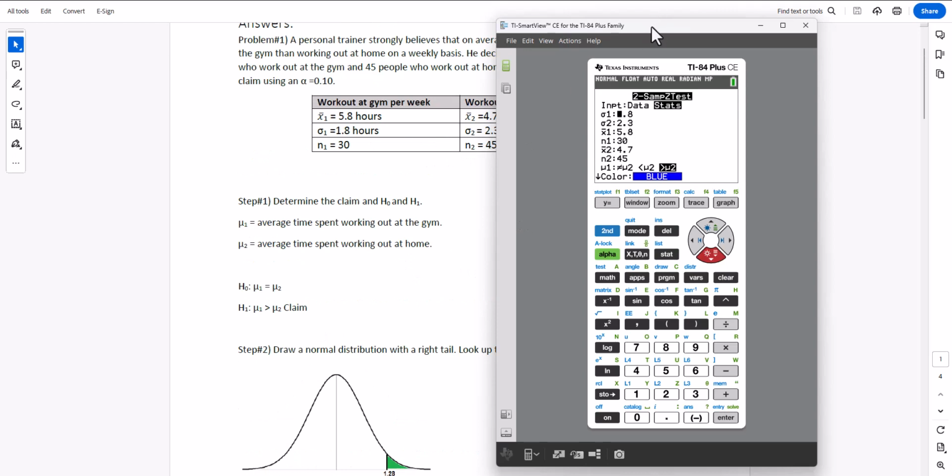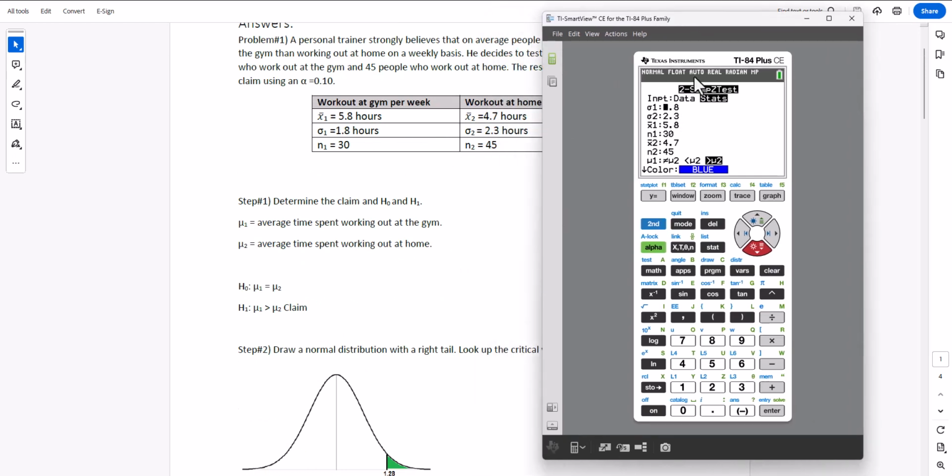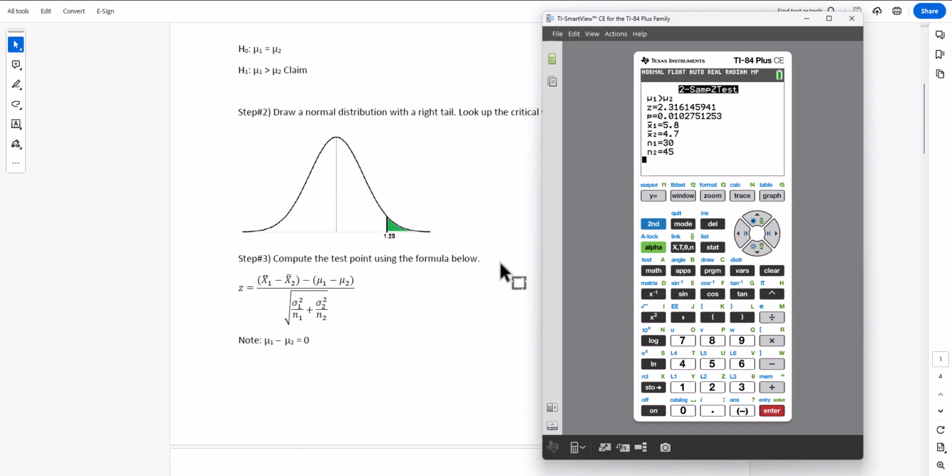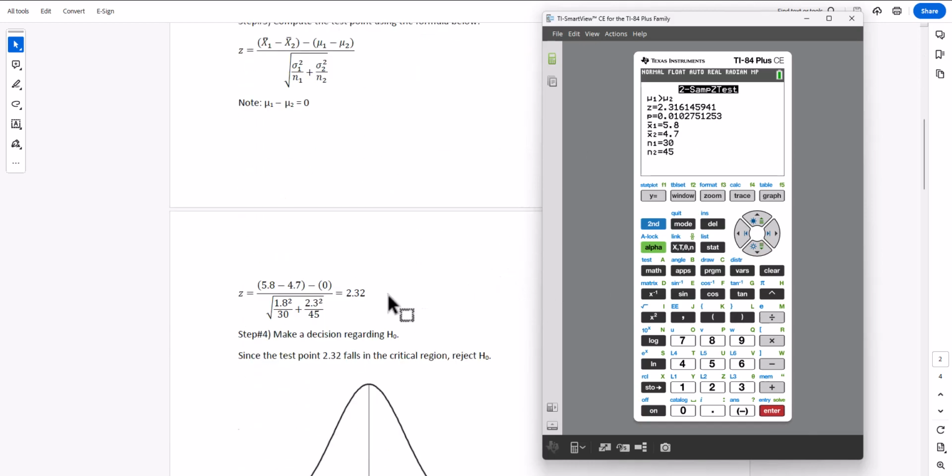Sigma 1 is 1.8. Sigma 2 is 2.3. X bar 1 is 5.8. N1 is 30. X bar 2 is 4.7. N2 is 45. And we want a greater than symbol to select. Finally, we press calculate. And Z is 2.32, which is the value that we computed. Just type it in the formula.